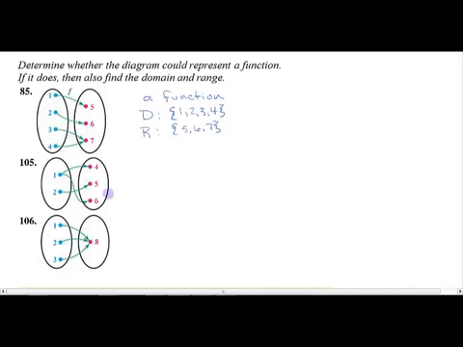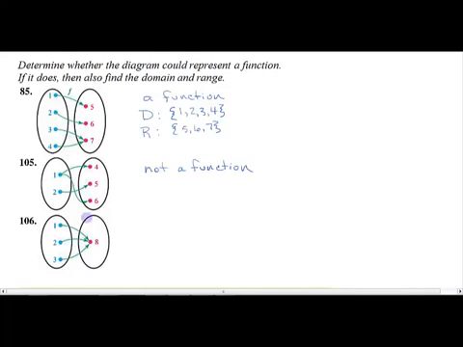Is this diagram representing a function? Here, 1 is going to 4 and to 6. So this is an x that has more than one y. So this is not a function. Since it's not a function, we're not going to find the domain and range on it.